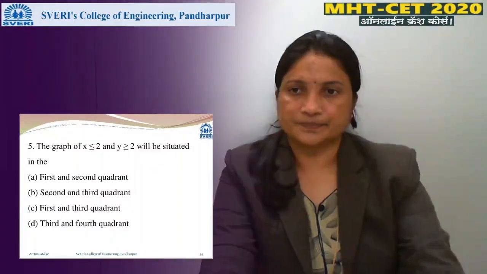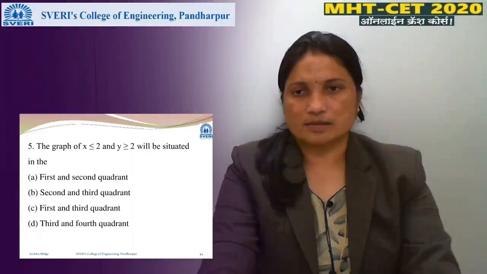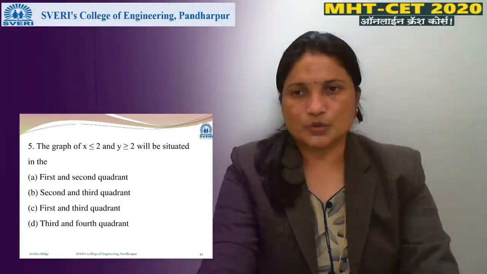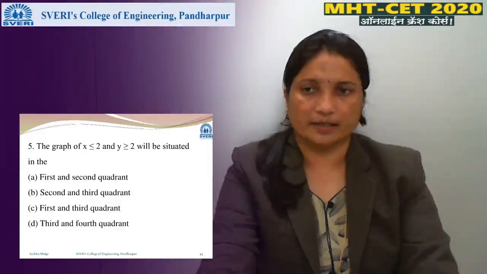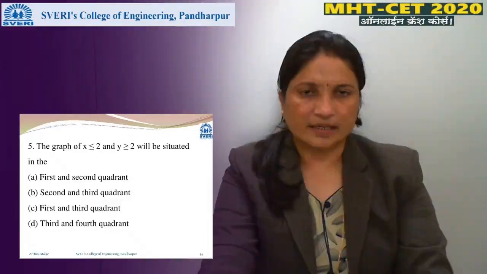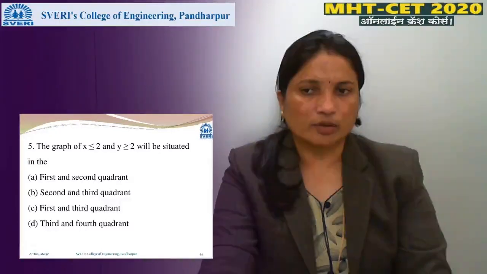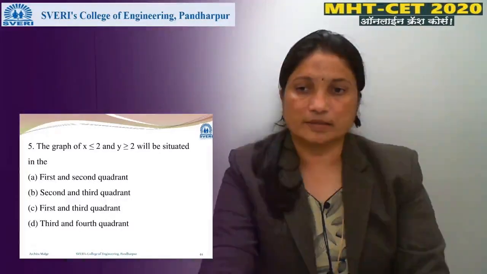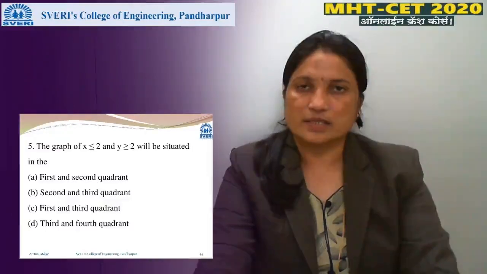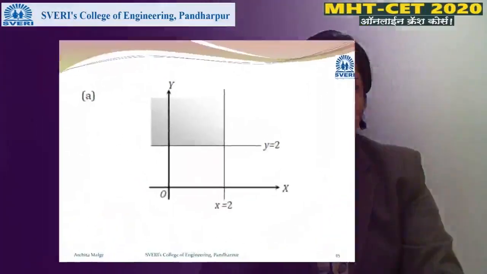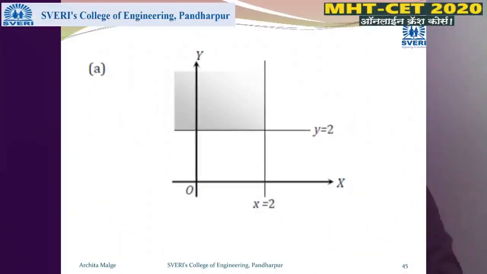Next one: the graph of x is less than or equal to 2, y is greater than or equal to 2 will be situated in the first and second quadrant, second and third quadrant, first and third quadrant, or third and fourth quadrant. We are just going to find out where it is situated. Look at this. In which?